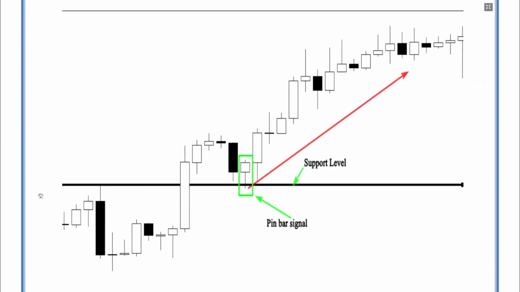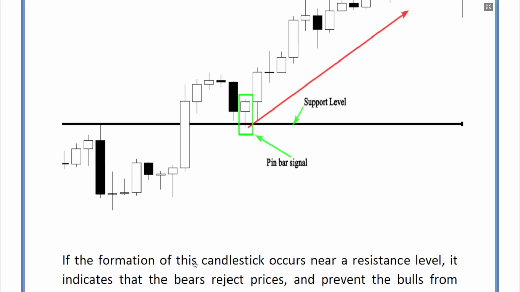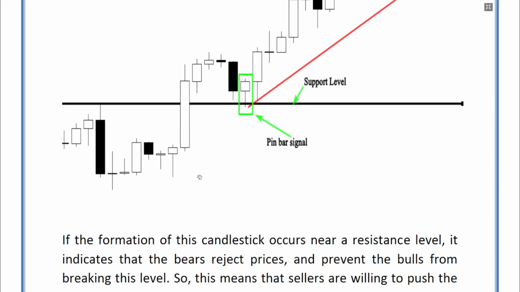Now, as you can see here, you have a support level, and you have a pin bar. This is a bullish pin bar because, as you can see, it has a long tail. Now this is being formed at a support level. But what happens if it is formed near a resistance level?